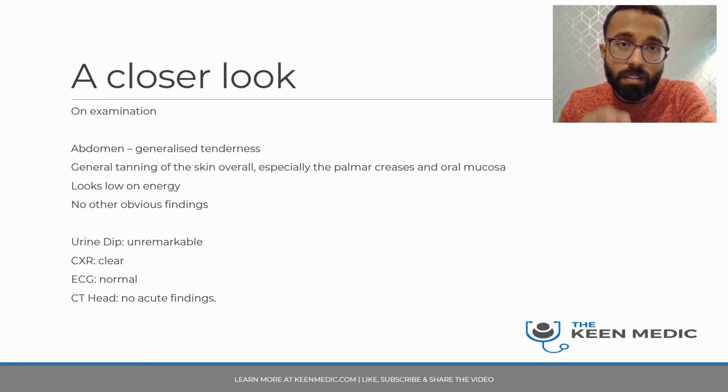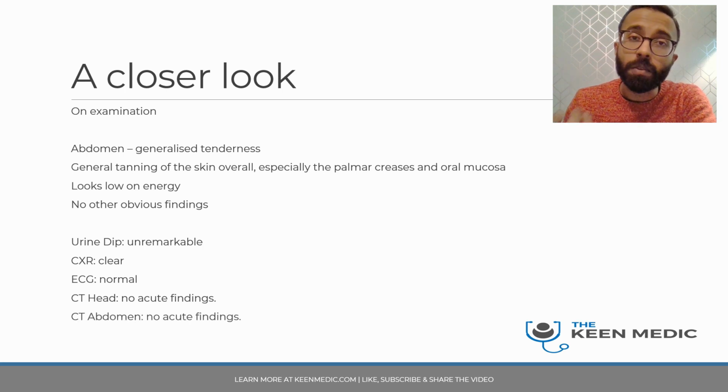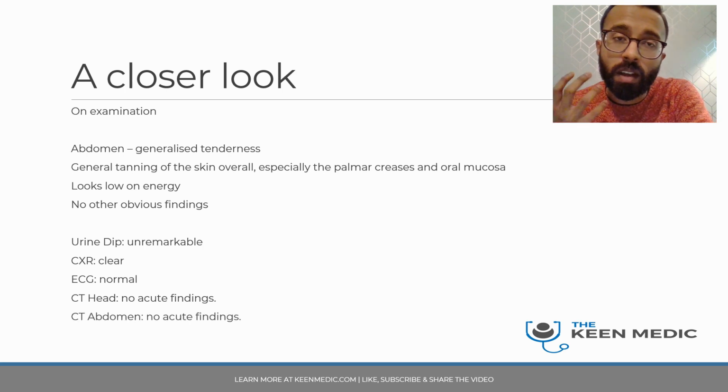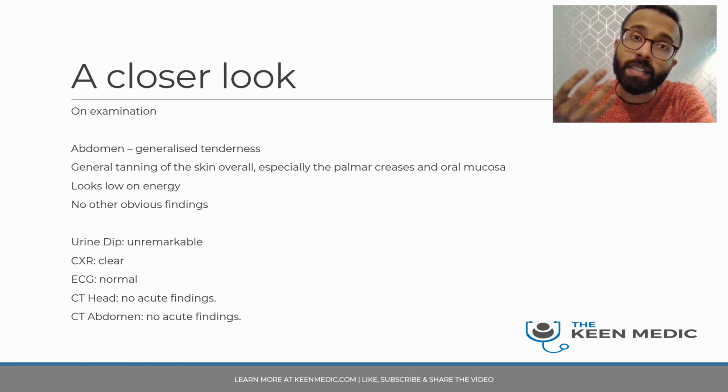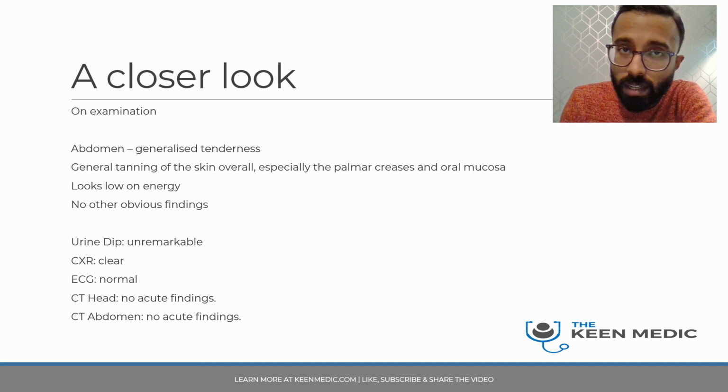So that's the important point that you have to look for in the CT head, okay? And also the CT abdomen shows no acute findings. The reason why you did that is to see if there's any intra-abdominal bleeding, or whether this is an acute surgical abdomen, whether it's a perforation because there's a generalized tenderness, okay? But all the investigations that you've done over here in this slide are all normal, unremarkable, okay?